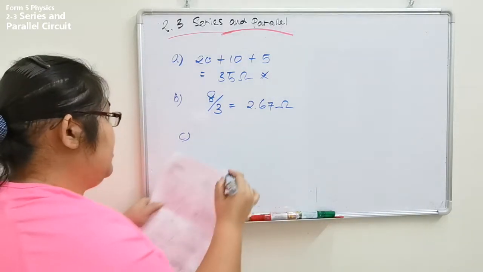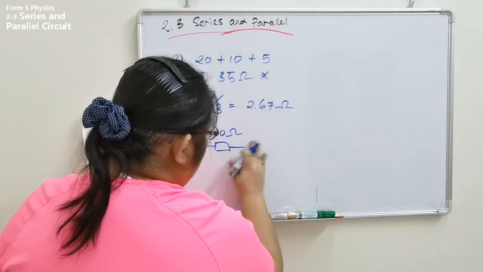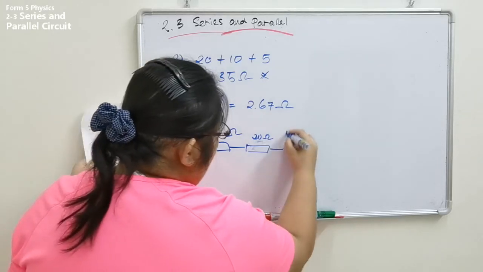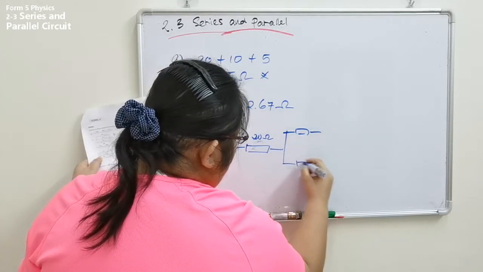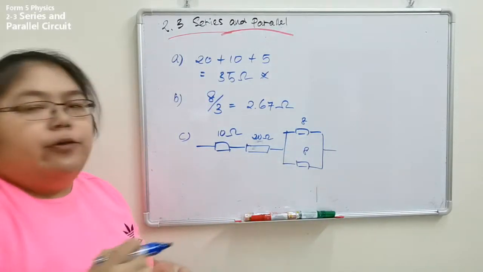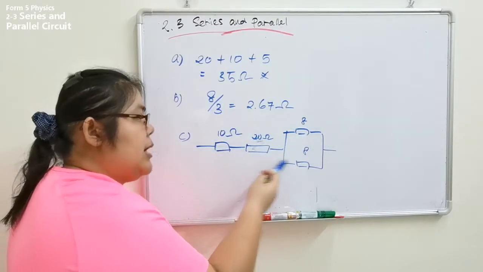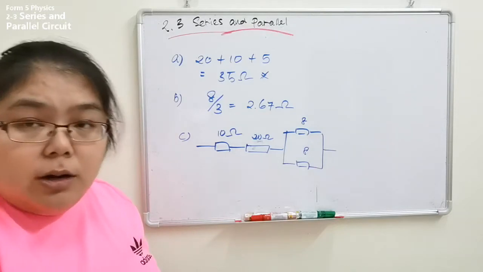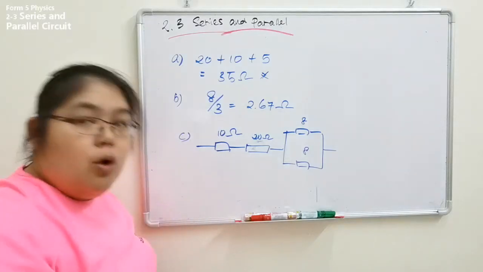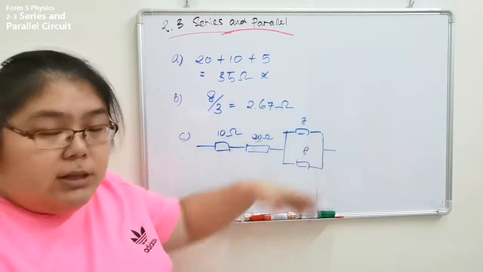Now it's C. C, you tell me. I draw first: 10 ohm, then we got 20 ohm, after that we got a parallel. This one is 8, this one is 8. Which part should be settled first? Can I say 10 plus 20, then plus 16? No, you cannot say 30, then 38, and then do the parallel. So for this situation, we need to solve this part first.